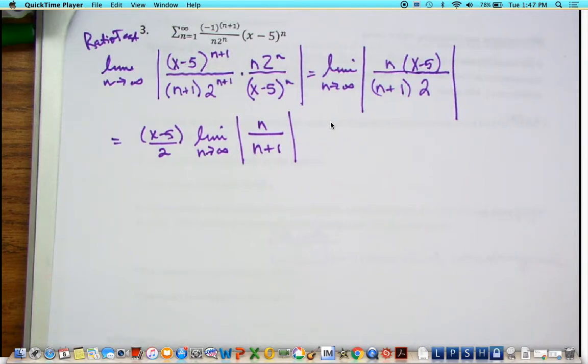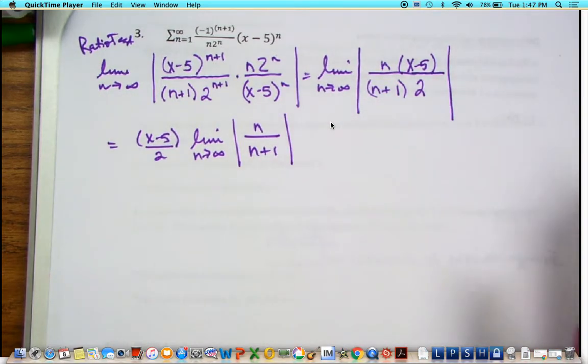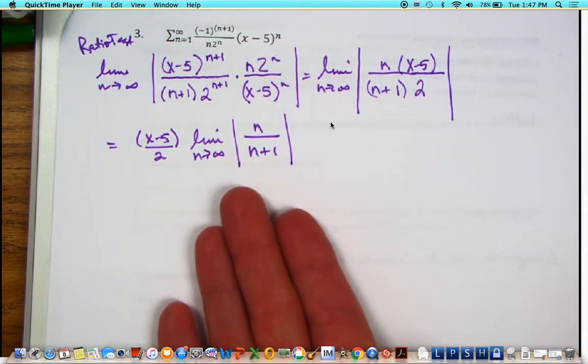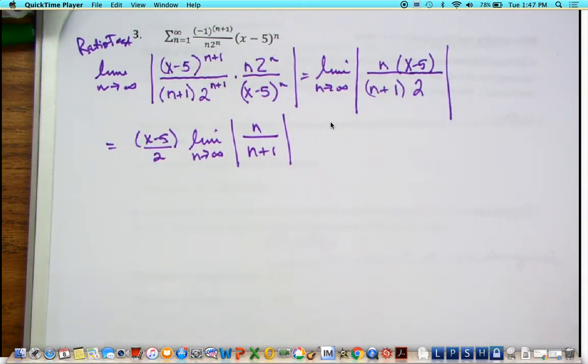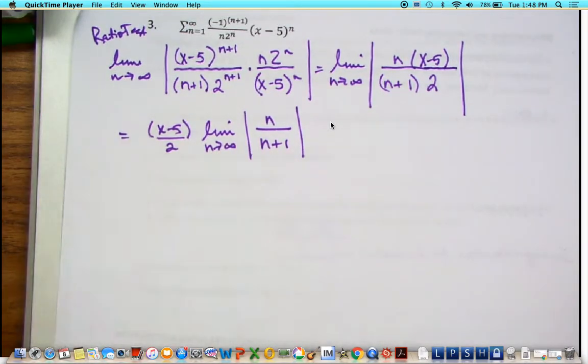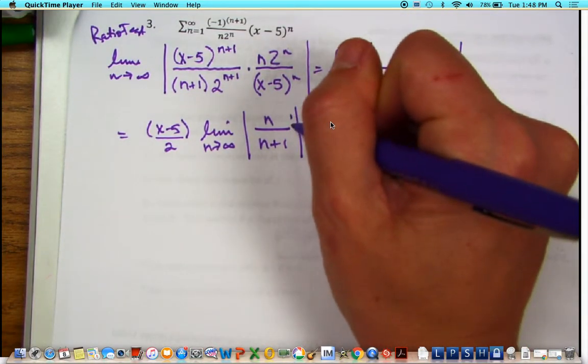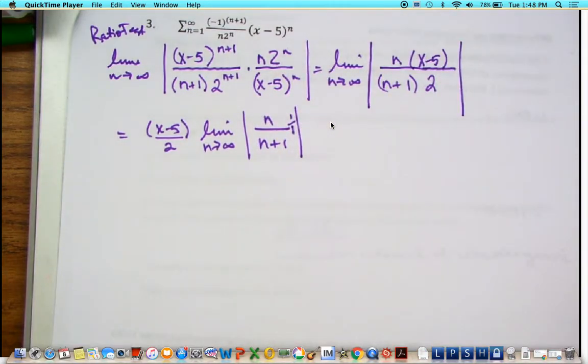I'm really hoping that you don't have to use L'Hopital's rule at this point for this problem. I mean, you can. But what's the answer to that? 1. If n is 1,000 and you divide it by 1,001, or a million divided by 1,000,001, we're getting really close to 1, right? But you can do L'Hopital's rule. The derivative of the numerator is 1. The derivative of the denominator is 1. So the answer is 1.